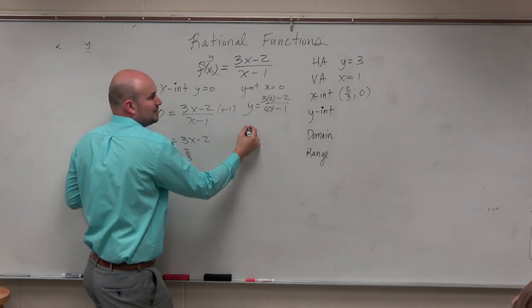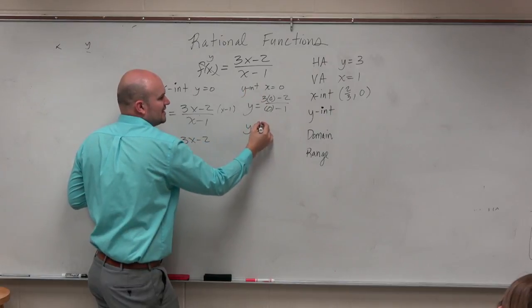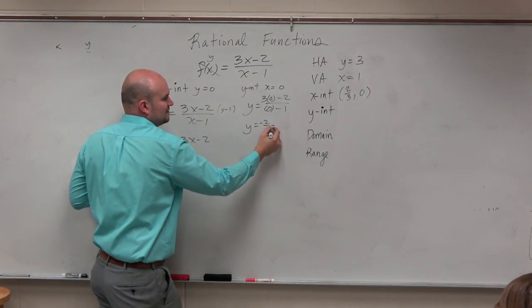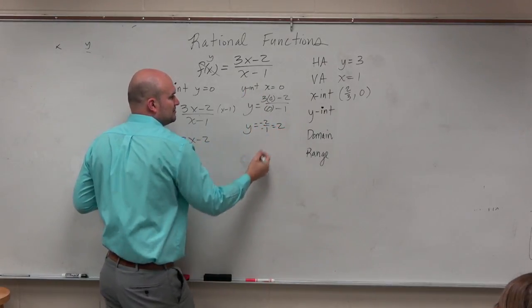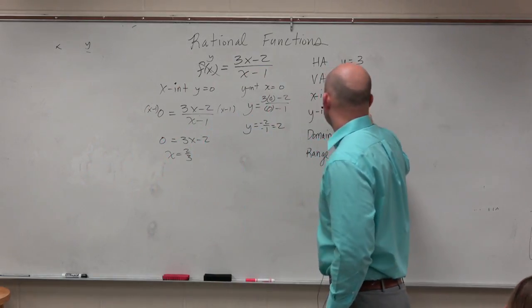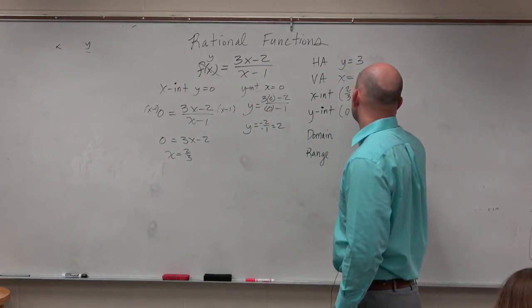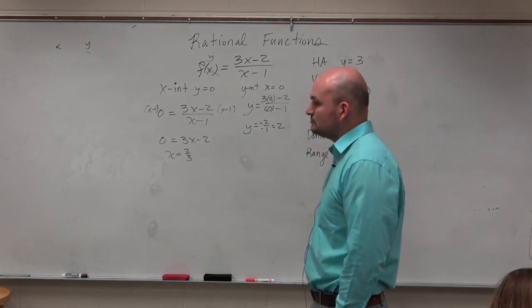So I could do this a little bit quicker, too, and just say it's negative 2 over 1, which is obviously equal to negative 2 over negative 1, which is equal to 2. So the y-intercept is 0, comma 2.